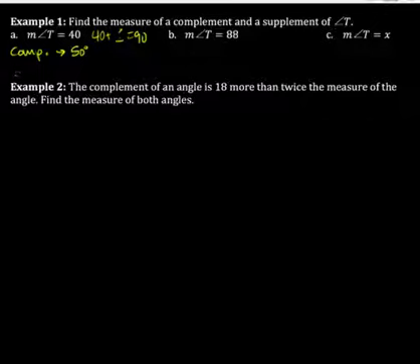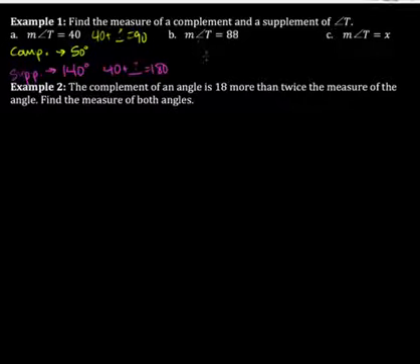How about a supplement? What would a supplement be? Well, 40 plus what gives me 180? If I subtract 40 from 180, I'm going to get 140. So that supplement to angle T would have a measure of 140. Why don't you go ahead and try parts B and C.